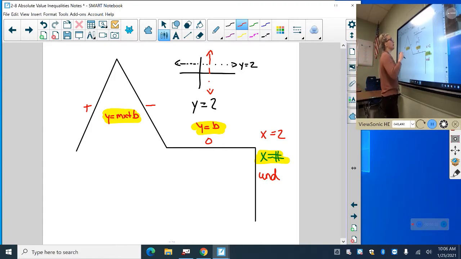So don't forget, those are also included. And when you have things that are less than or greater than of a vertical line, well, think about it. On the x-axis, greater than is over here, less than is over here. On the y-axis, less than is down here, greater than is up here.